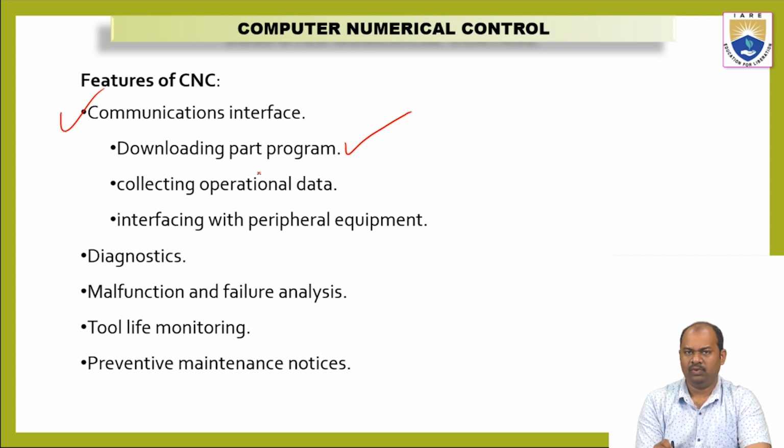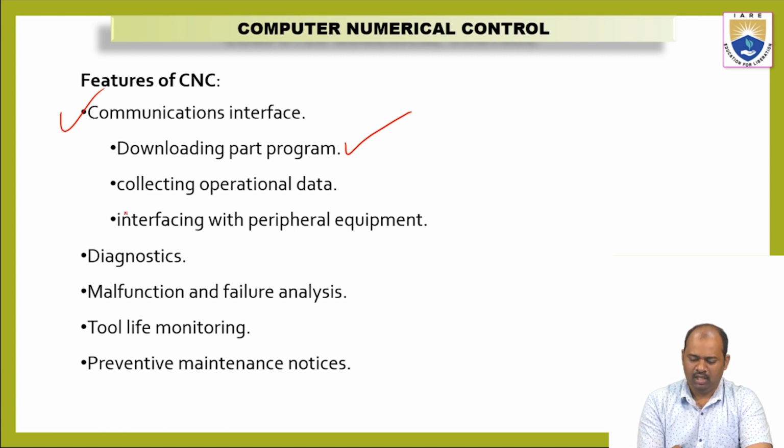This part program, once given to the computer, can be downloaded and used many times. As we have seen in the previous slide, the part program can be written as a macro, and this macro can be modified accordingly and used multiple times. Similarly, this part program can be downloaded onto an external hard disk, and this can be used anywhere in any CNC system.